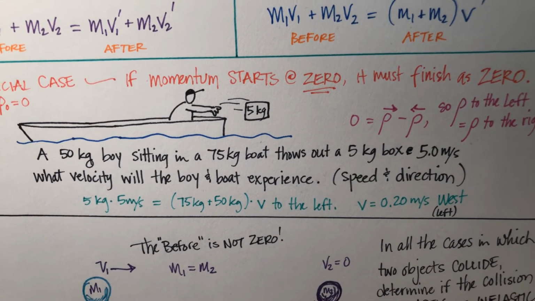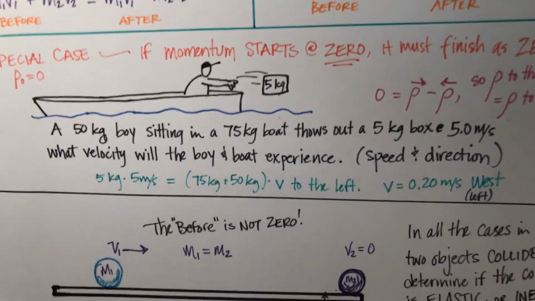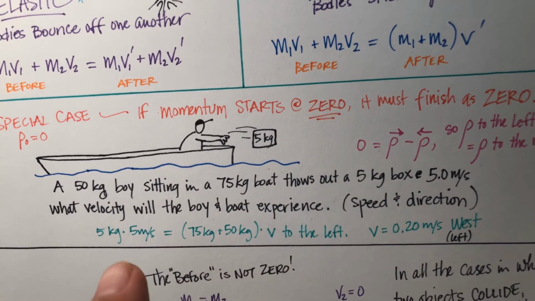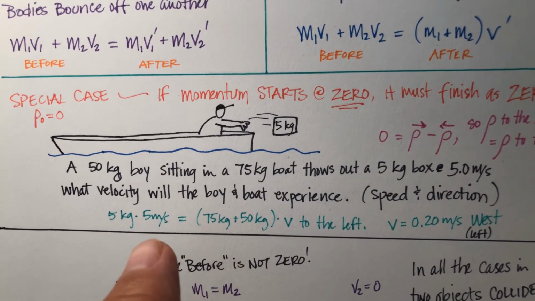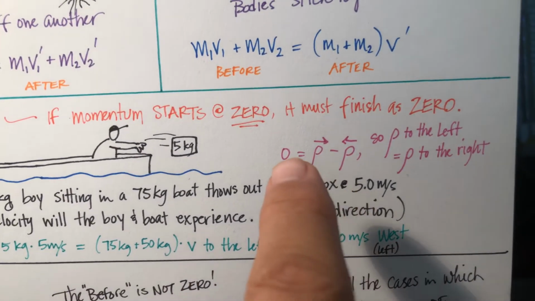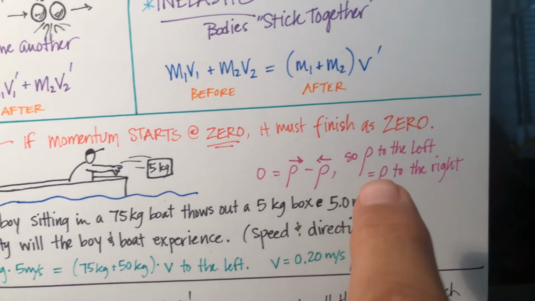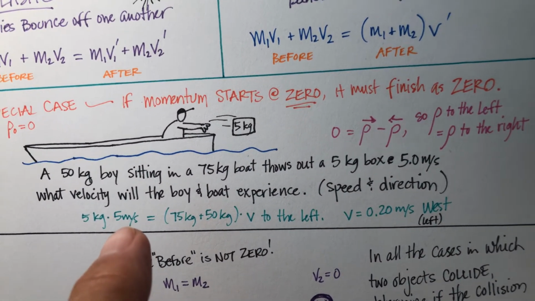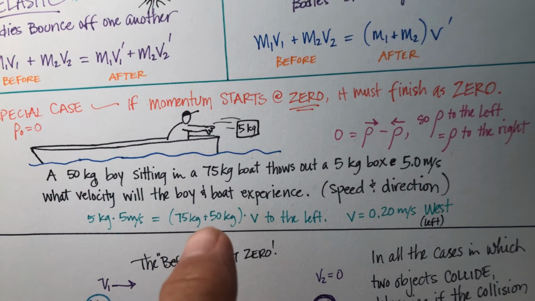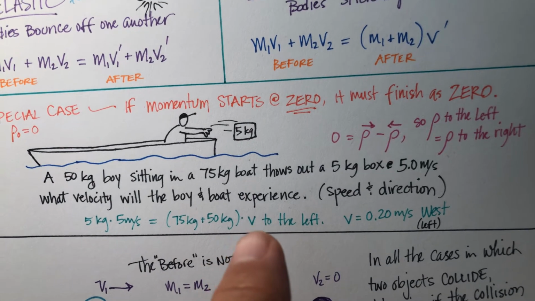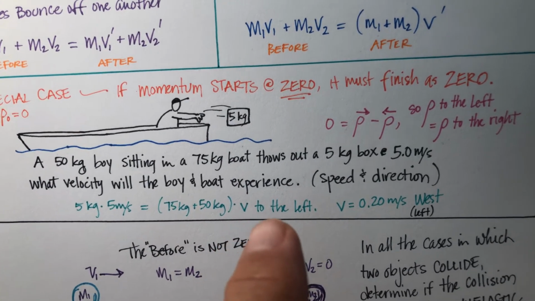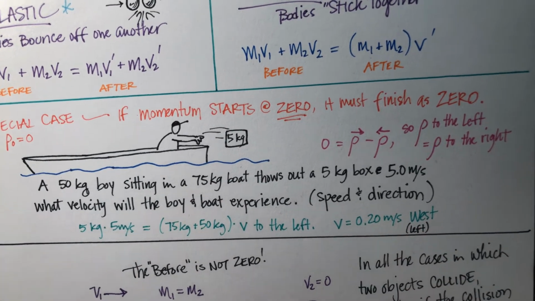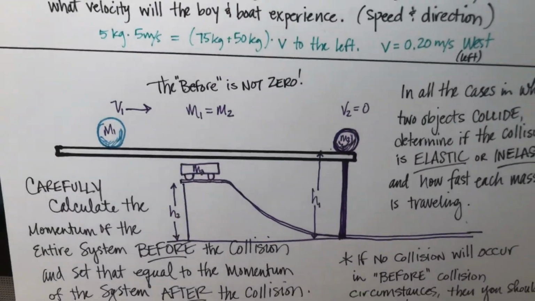Speed and direction. That means the momentum going left has to equal the momentum going right. So our right facing momentum, that's the 0 equals momentum left minus momentum right. Okay, so that means 25 kilogram meters per second is equal to 125 V. So that means V is 0.2 meters per second west, or to the left.